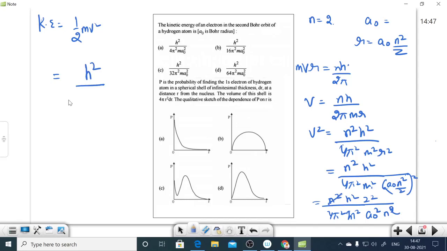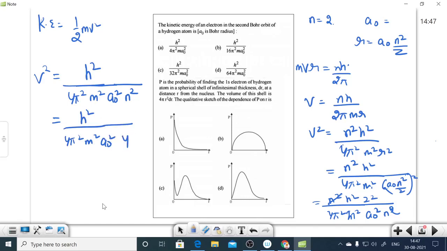the velocity. Okay, so the velocity square is h square upon 4 pi square m square a naught square n square. So now what we can say, that if you want to put this more, this n is 2, so this is 4 pi square m square a naught square, and then we have 4. So my v square will be this much. Put this value into this.